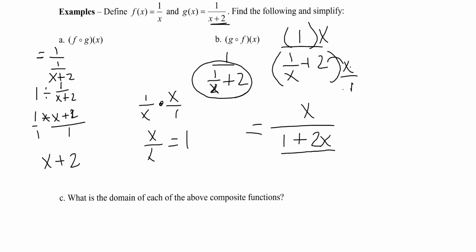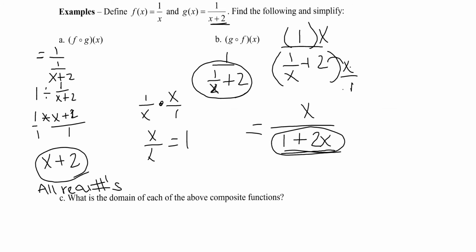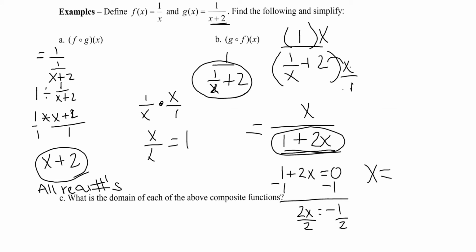Now, for the domain of the above composite functions, for A, because we have no fraction to worry about, our domain is all real numbers. But for the second one, we have this fraction, and remember, your denominator can never equal 0. So to find the domain for that one, we will set our denominator equal to 0 and solve. So we get 2x equals -1, so x equals -1/2. So it's all real numbers except x cannot equal -1/2.